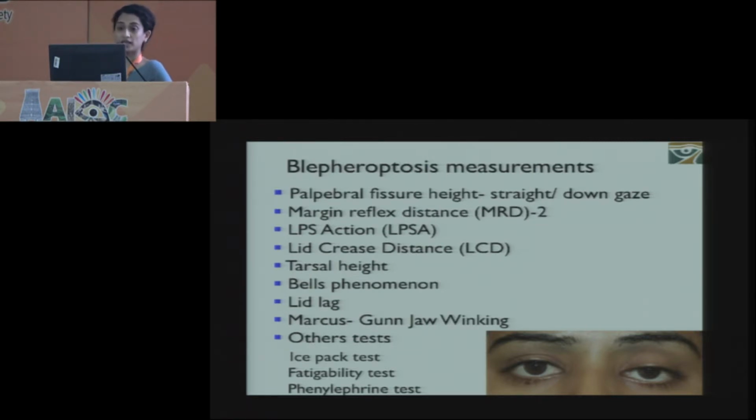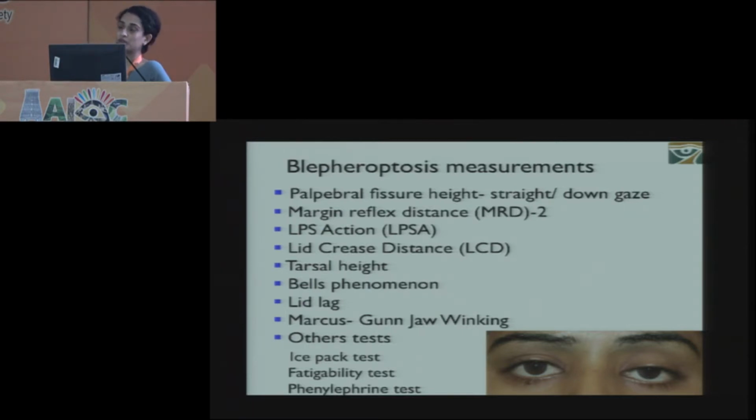LP's action, again very important. Lid crease distance, very important. And even finding a lid crease, if it's absent, that indicates that it could be a congenital ptosis. Tarsal height is important. How do you measure the tarsal height? Evert the eyelid and then measure the tarsal height, because it's important.